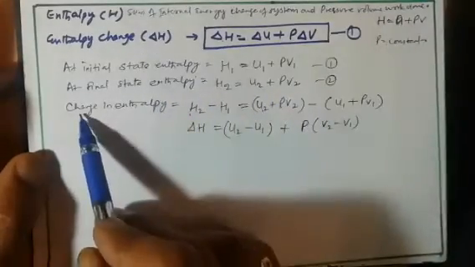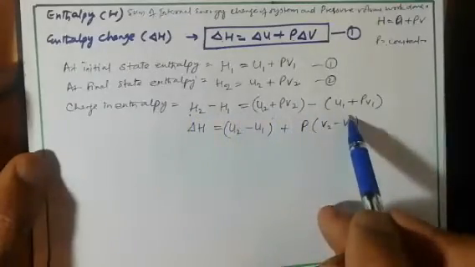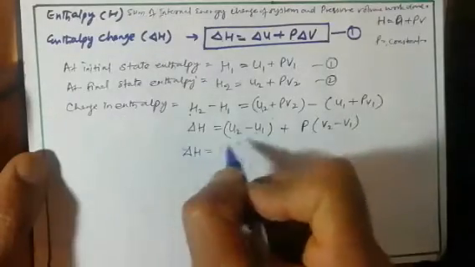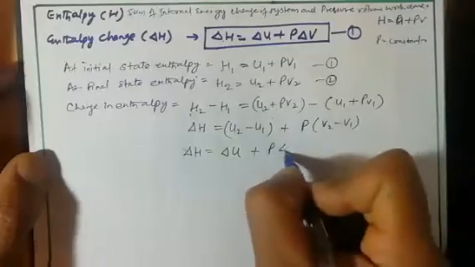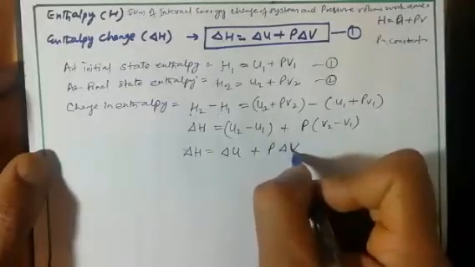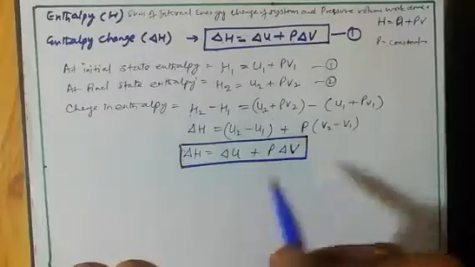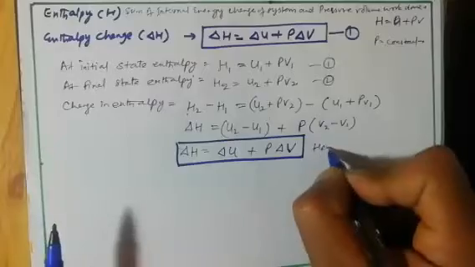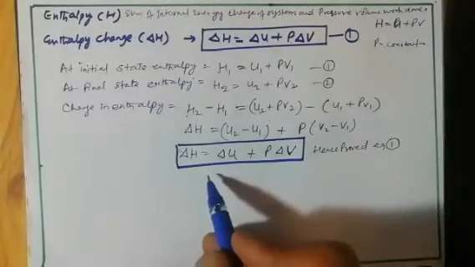Now we are going to find the change. Very simple: it is final minus initial. So H2 minus H1 is delta H. Similarly, U2 minus U1 is delta U, plus P times V2 minus V1, which is delta V. In this way we can derive the equation that delta H is equal to delta U plus P delta V. So hence proved. You will write here hence proved, delta H is equal to delta U plus P delta V.